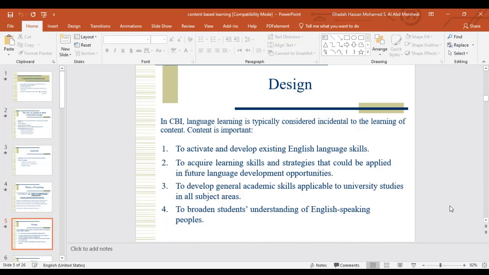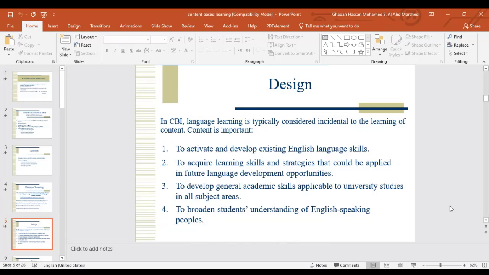so we have the term incidental. So it means you're learning the content, and incidentally, you learn what? The language. So through the content, through the whole process of the content, you can learn the language. So how that will work, it's like a process.